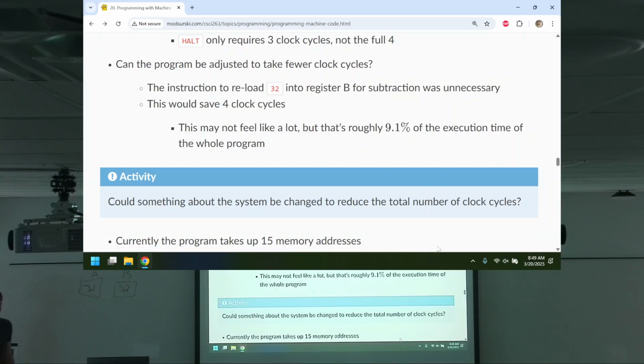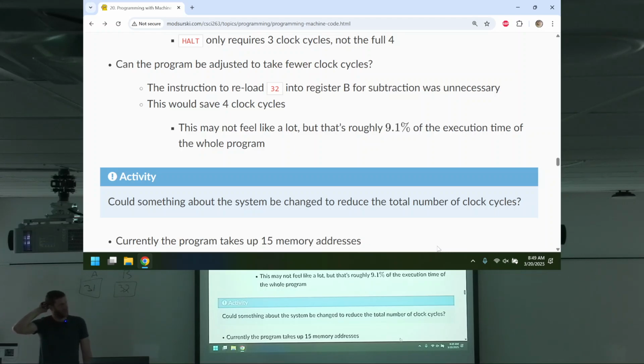I want to make sure this is clear. Okay, great. We saved that. Did we really save a lot? That's 4 clock cycles. Okay, how much? Well, that was 9.1% of the total amount of work that the system did. It's almost a 10% speed up. That's pretty good. But of course, what is the trade-off?